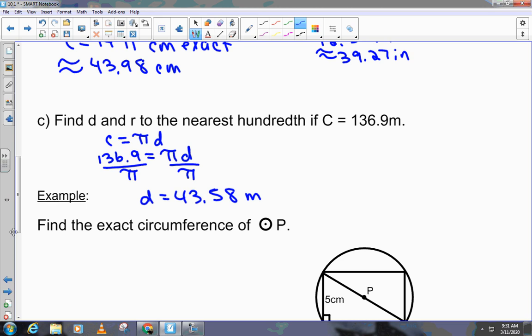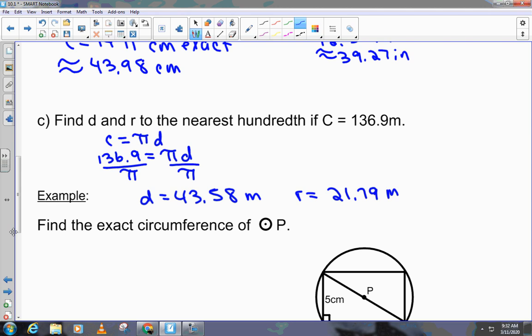Meters. Then I would take that answer, and honestly, I would leave what was in my calculator and divide by 2, and it's 21.79 meters for my radius. Now, let's say they didn't ask for the diameter, they only wanted the radius, okay? You may or may not do this, but knowing this is important, okay?